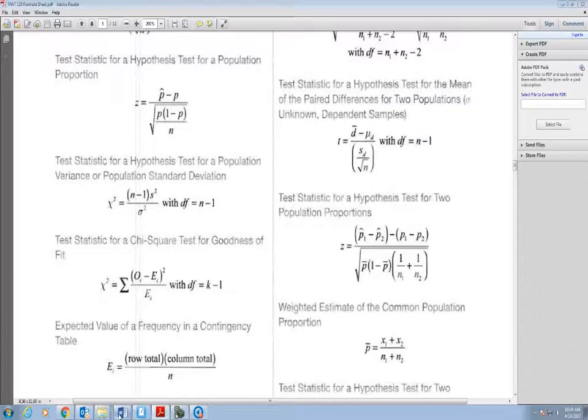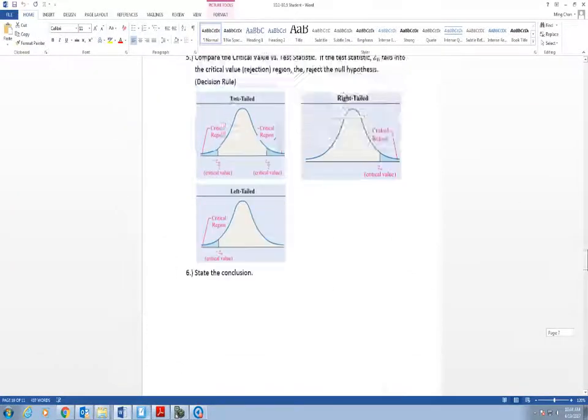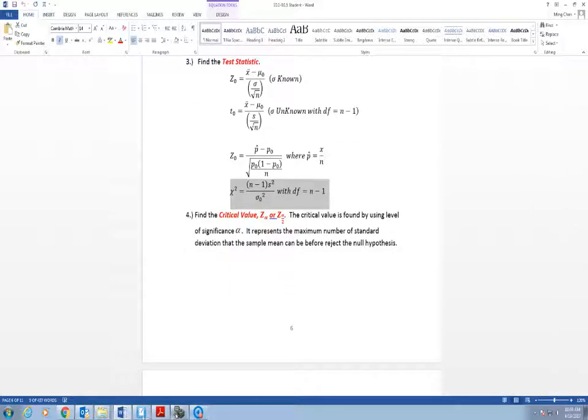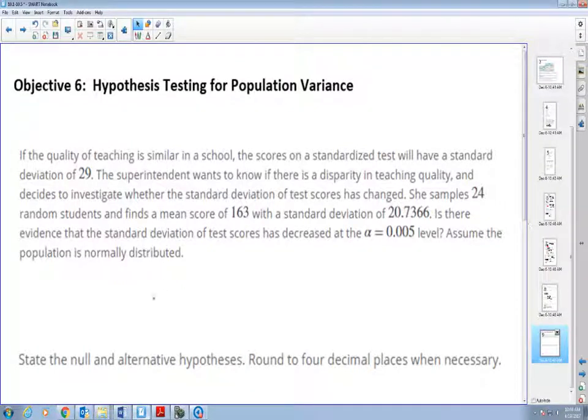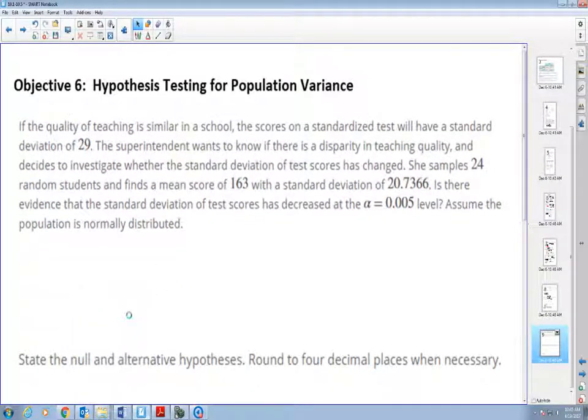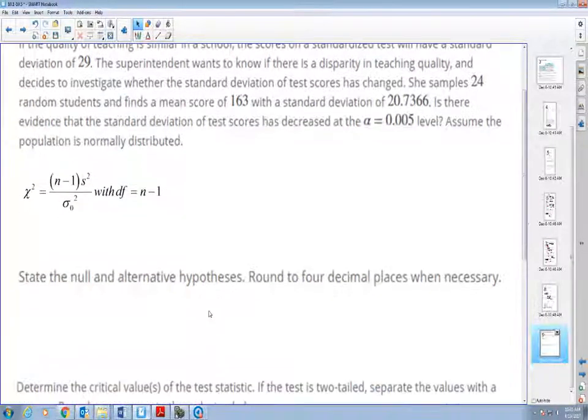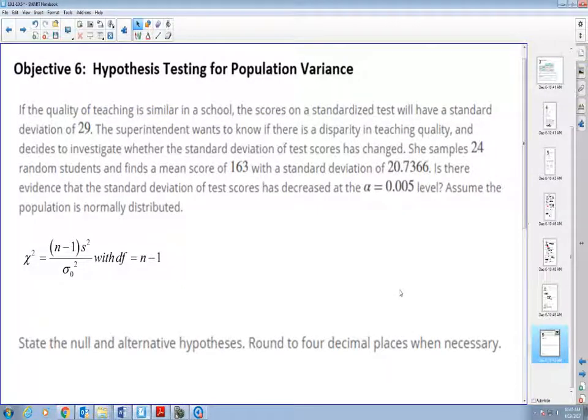So my notation will be slightly different here. Let me come over here. On the handout, my chi-square is using this. This subscript right here is sigma null, because that's what we're testing. So I'm going to put my formula up here. Alright, there's one more thing I want to write down that I didn't have on your handout. So this is your test statistic.